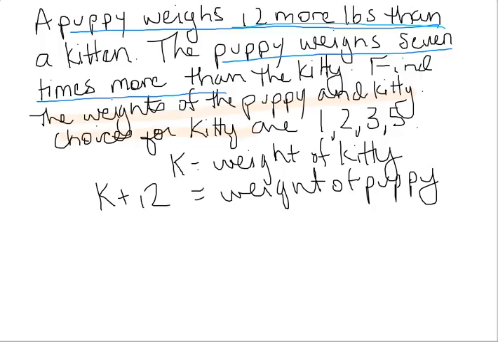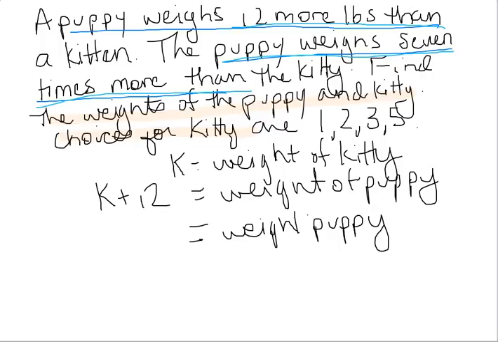But don't forget, I also have this one that's 7 times more than. So I can also say that the weight of the puppy is represented by 7 times the kitty. Well, that puppy, his weight is the same no matter what, unless you feed him a lot. So you're going to have that K plus 12 equals 7K.